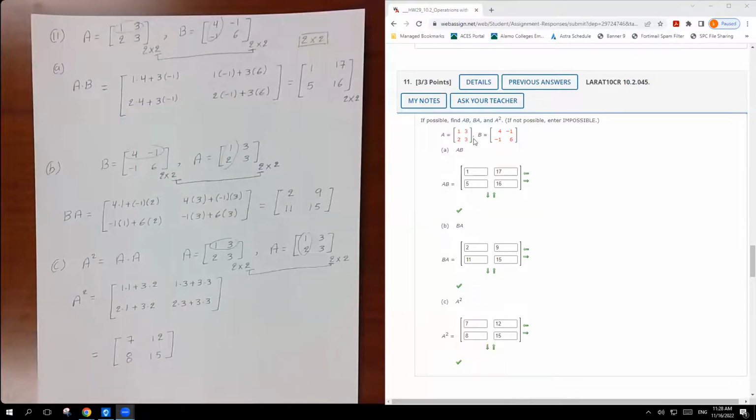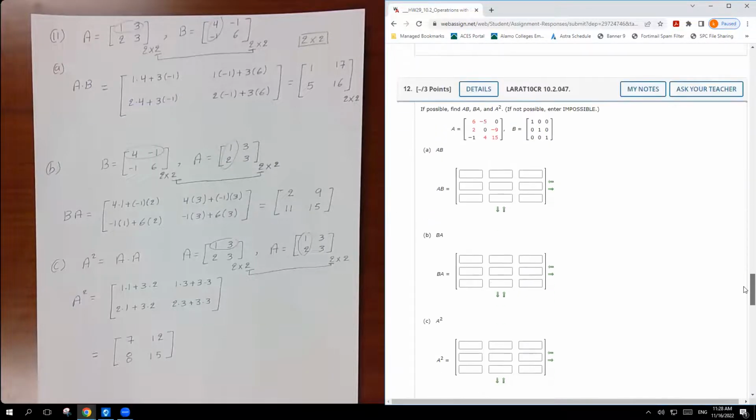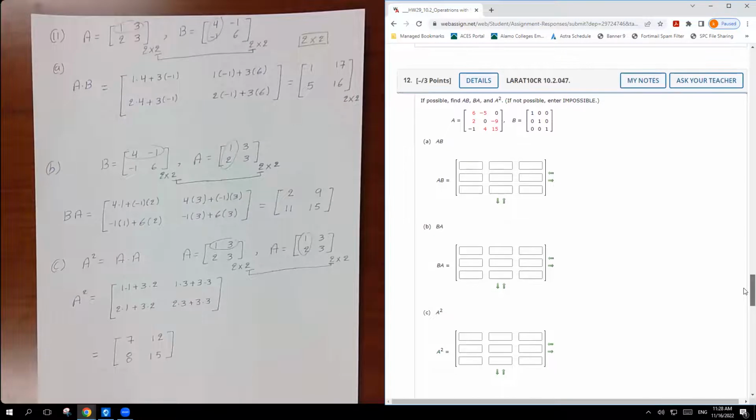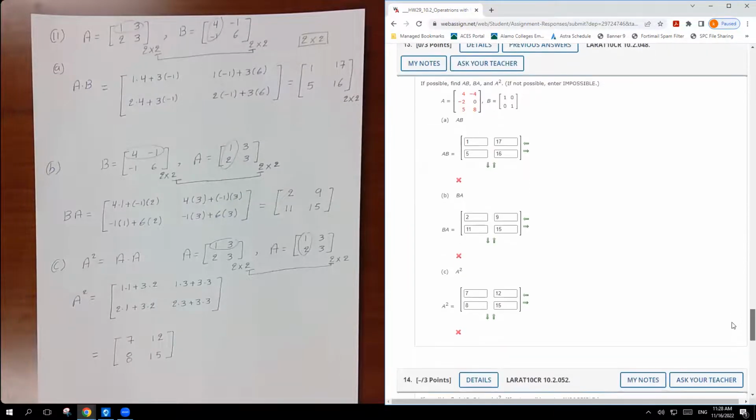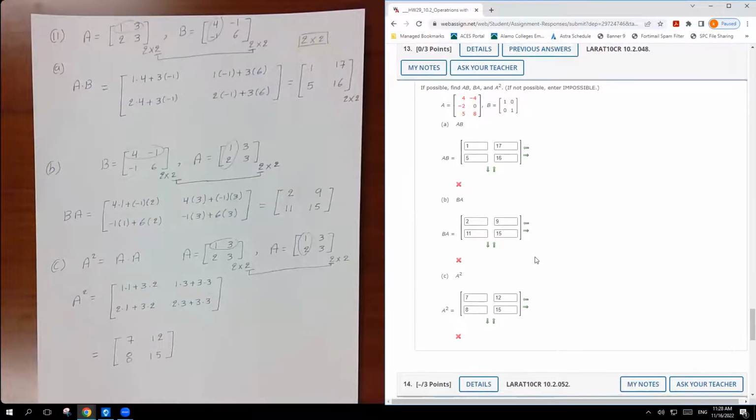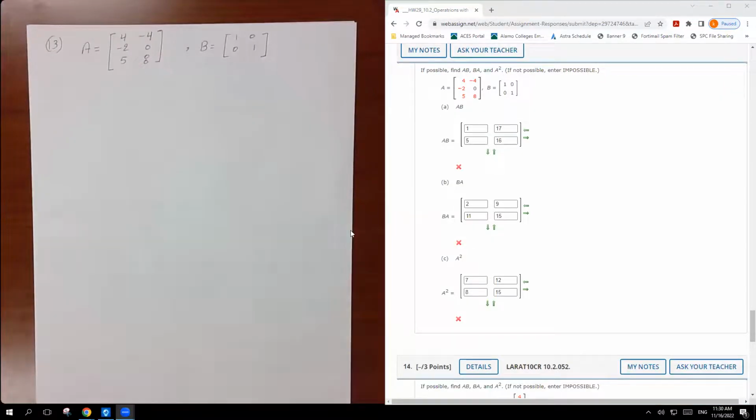We got it right. This is the solution for example 11. Let's check. We're going to do exactly the same thing with example 12. Let's do example 13. I post the result for example 11 here, so I'm going to try to solve this one. Let's work on example 13. So the first thing for this example, let's find A times B.